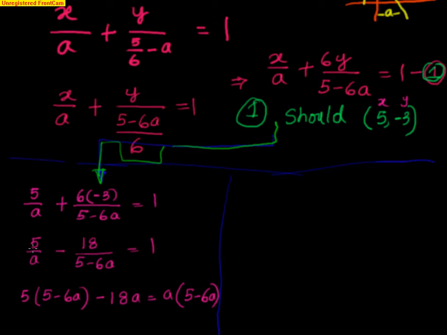Only thing is, I have multiplied this whole equation with a into 5 minus 6a. So a cancels, 5 minus 6a remains; 5 minus 6a goes, a remains. Here both of them will be there. Now if I simplify this, what happens? Let us see. This becomes 25 minus 30a minus 18a is equal to 5a minus 6a square.